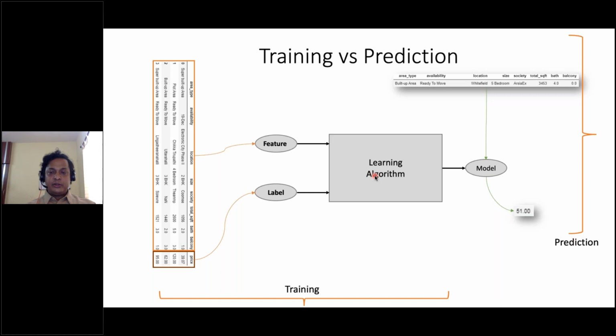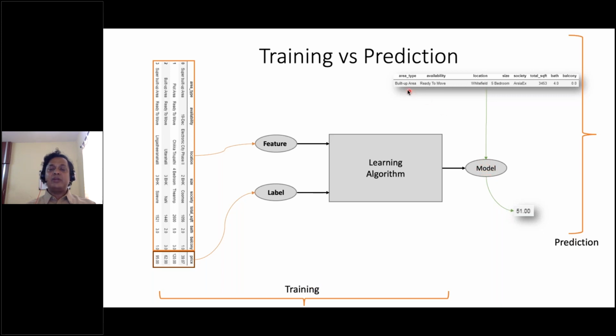We feed the data to a learning algorithm, and then the learning algorithm generates something called the rules to predict the price of a new apartment. The rule sits inside something called a model. So the outcome of a machine learning training process, what we have done so far, is a model. Within the model, we have the rules embedded.